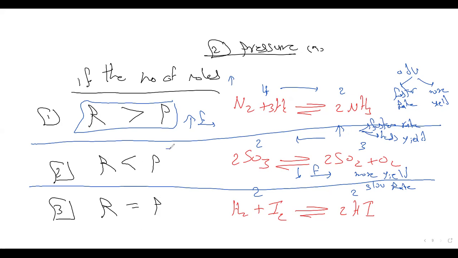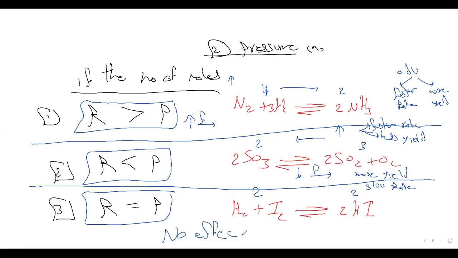In case of equal number of moles, 2 and 2, no effect. Why no effect? Equal number of moles in both sides, equilibrium.